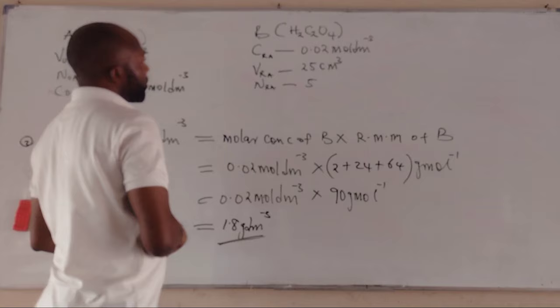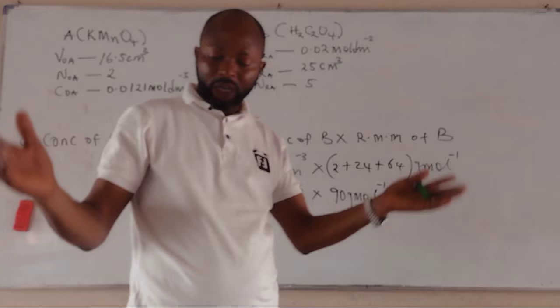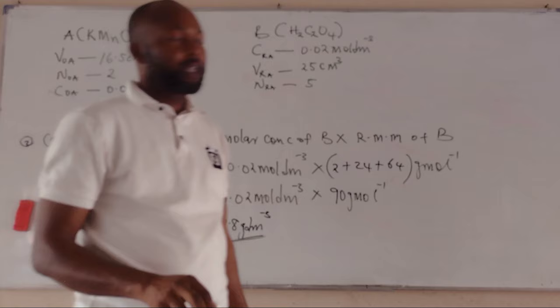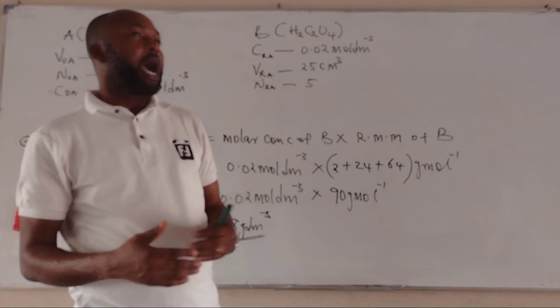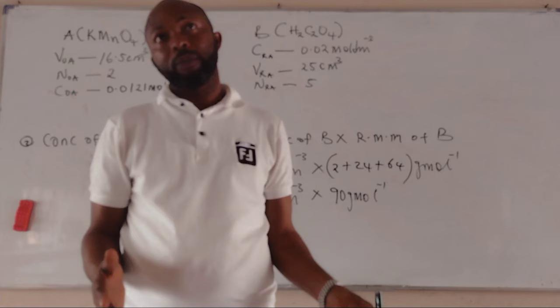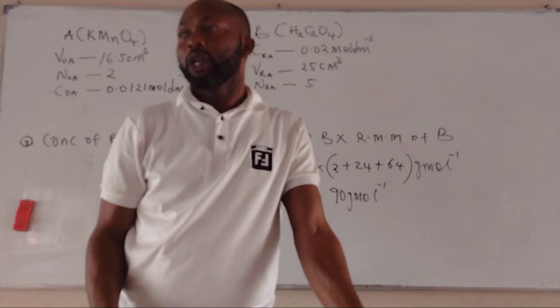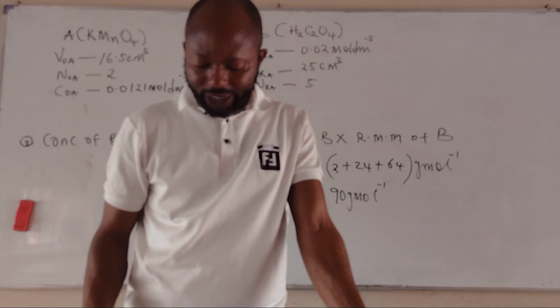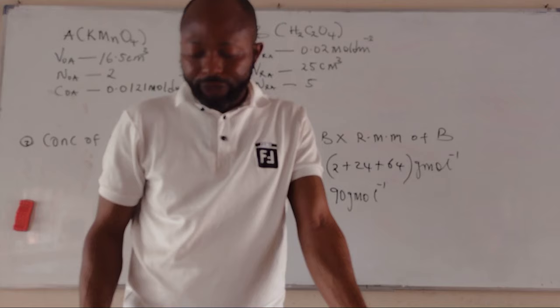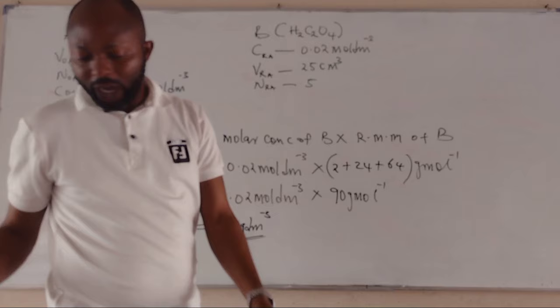So let's verify that A is a solution of KMnO4, B is 0.02 mole per dm cube of ethanedioic acid. So we've done the needful. Now C is your assignment. It's for you because we've treated amount. We remember the formulas for amount: mass in gram over relative molecular mass in g per mole, and we also have amount as molar concentration times volume. So the question here is asking you to calculate the amount of A in the average volume of A used. If you look here, you can just see the solution. So that's question number one. Let's take our second question.